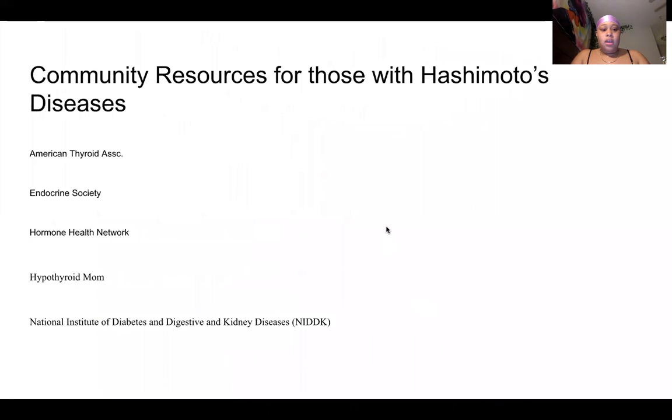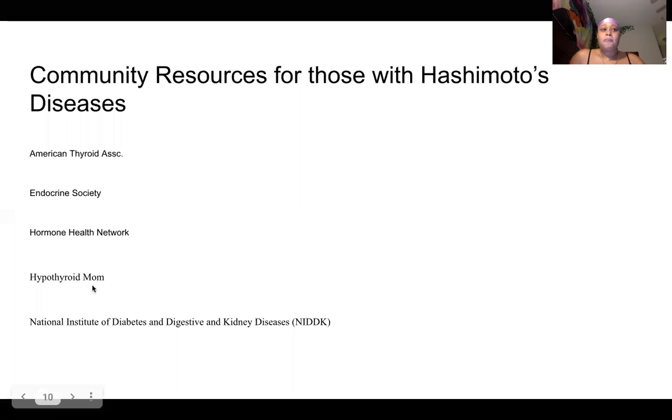Unfortunately there aren't any community resources in Conway or Myrtle Beach that I'm aware of. As I said before, my father has Hashimoto's, and all they did was give that man a pamphlet and refer him to these websites. The American Thyroid Association is where I got a lot of my information, then the Endocrine Society, the Hormone Health Network, and Hypothyroid Mom, which is actually really interesting.